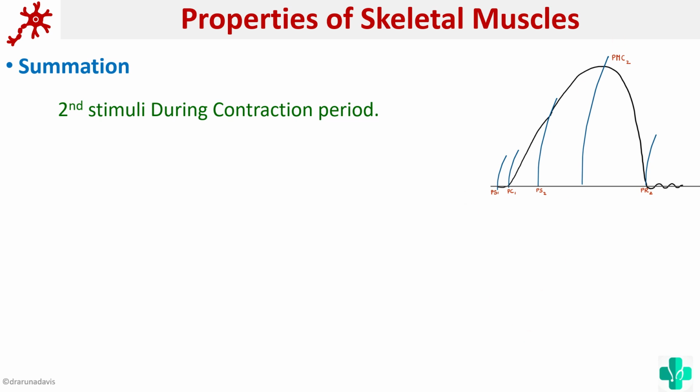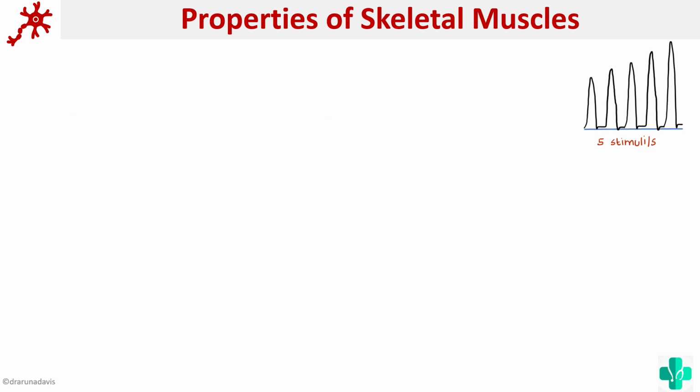Okay, so this is one of the properties of skeletal muscle. That is, when you give a second stimuli after that refractory period, you can either get a beneficial effect, a superposition effect, or a summation effect. That's a property of skeletal muscle. Next property is treppe. What do you mean by treppe?